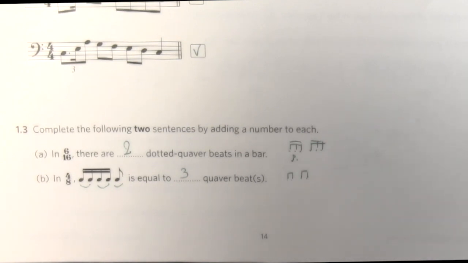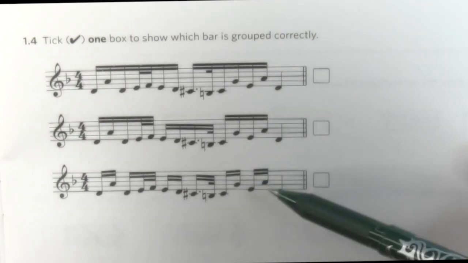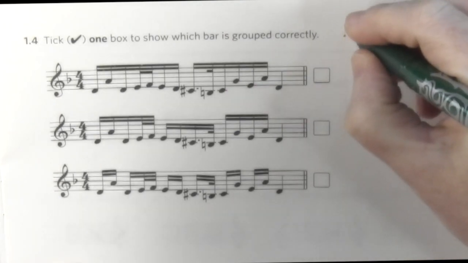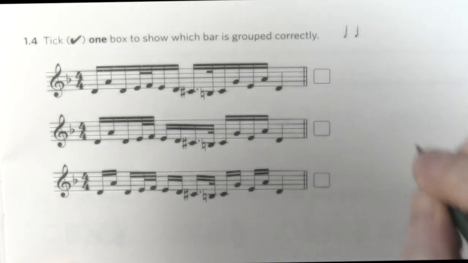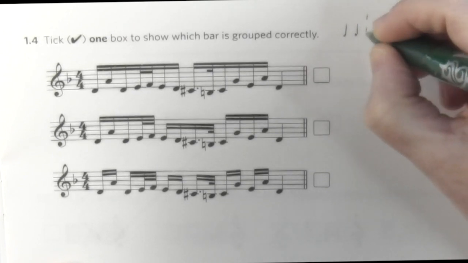Question 4. In question 4, we need to tick the box that shows the bar grouped correctly, and we are in 4/4, which means 1 and 2 crotchets on one side and 1 and 2 crotchets on the other side.